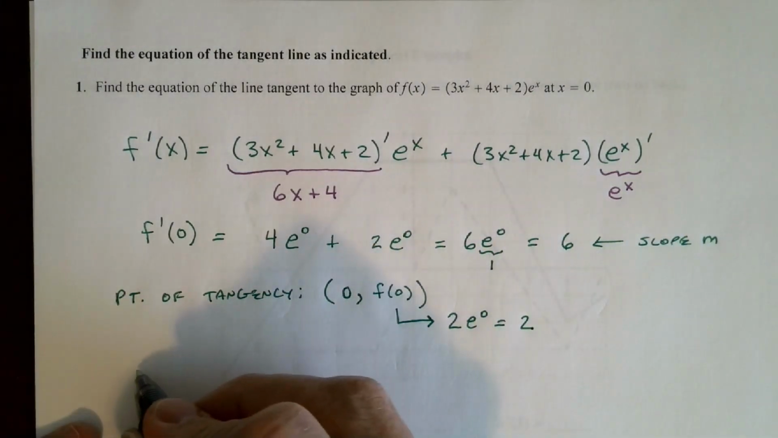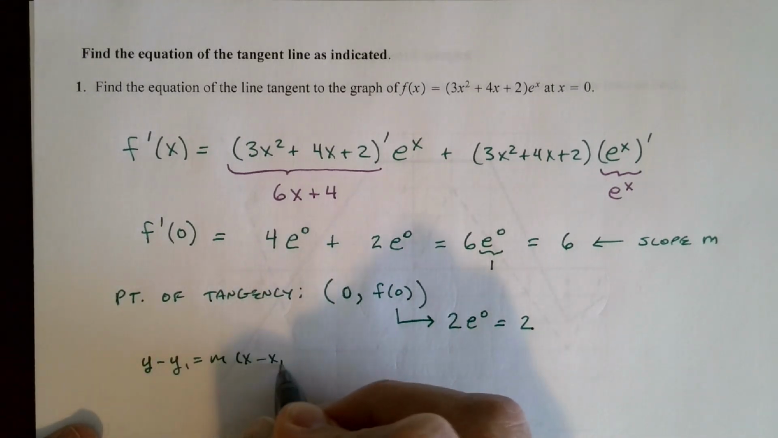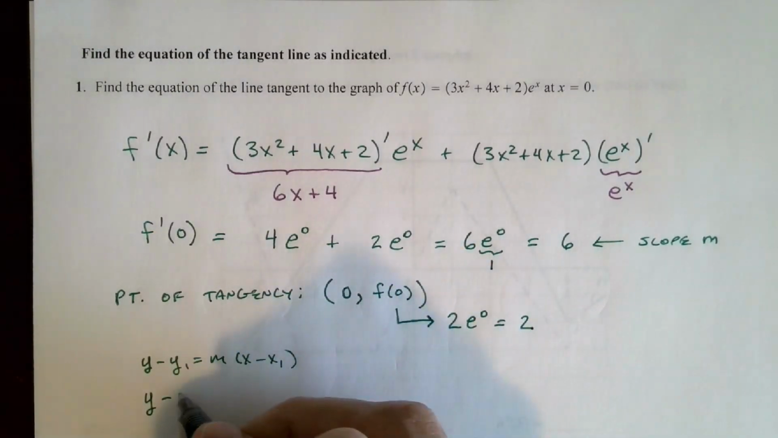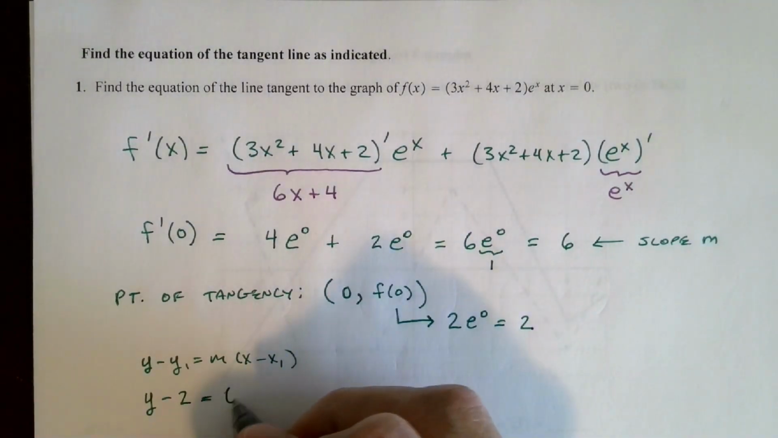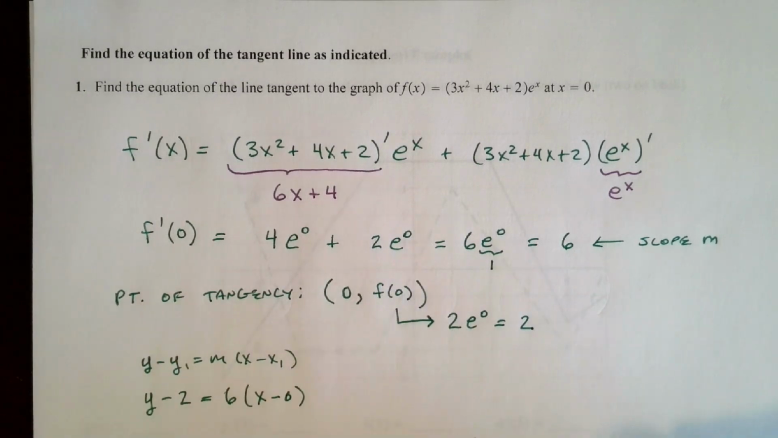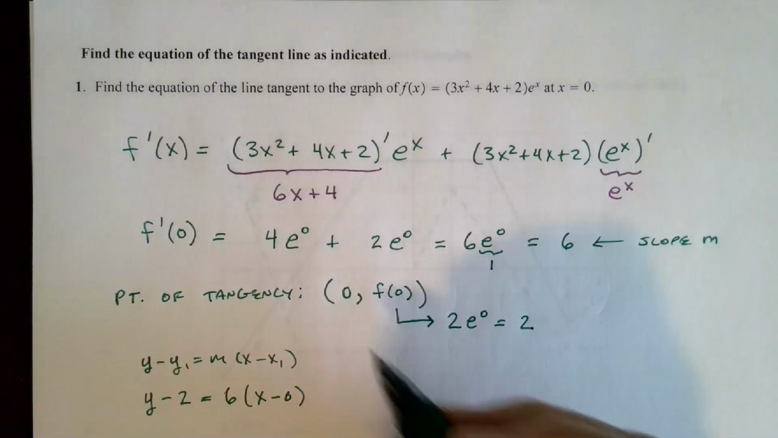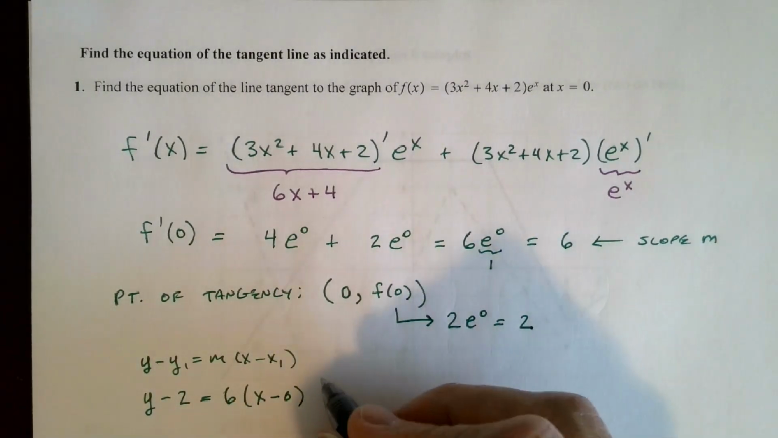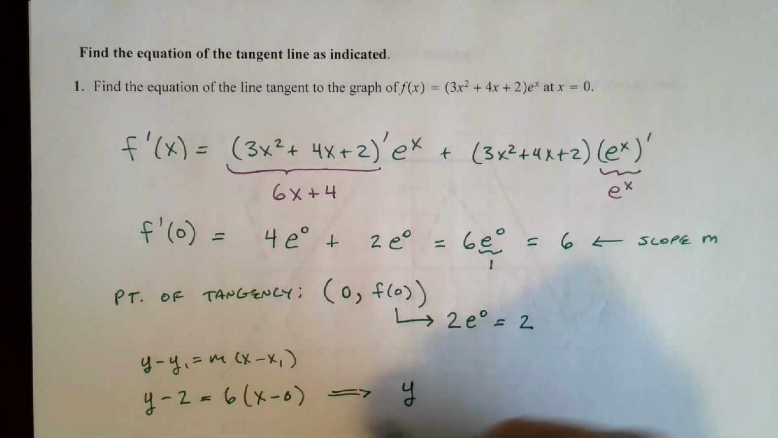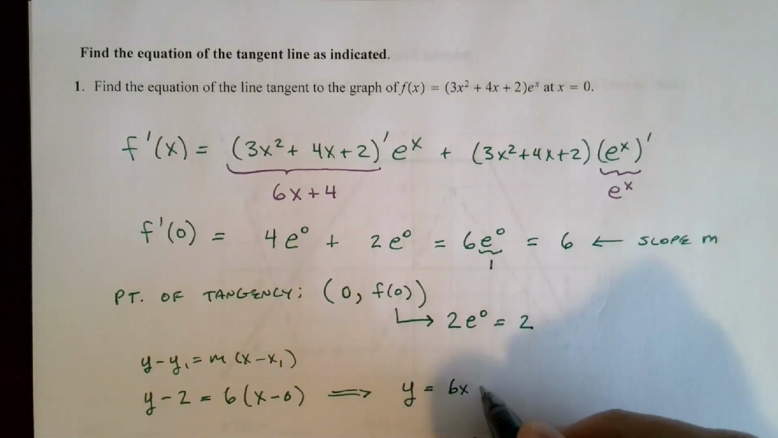And so remember the point slope form, y minus y1 is m times x minus x1. So I can now plug in y minus y1, this is y1, which is 2, equals m, which we found is 6, x minus 0, right? In fact, I could have gone right to the slope-intercept form because (0, 2) is the y-intercept. But at any rate, I get y minus 2 is 6x, or y is equal to 6x plus 2.